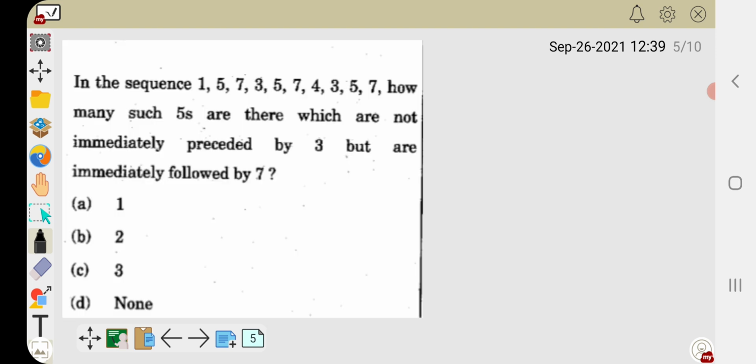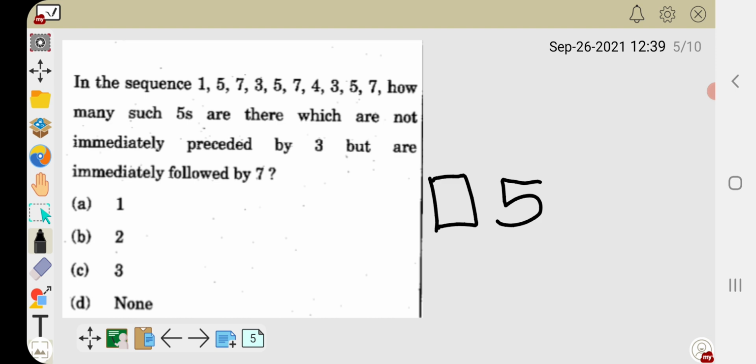Then the next question is, in the sequence of 157, 357, 4357, how many such 5s are there which are not immediately preceded by 3 but are immediately followed by 7? So such 5s are asked here. How many such 5s are present in this sequence which are not preceded by 3?